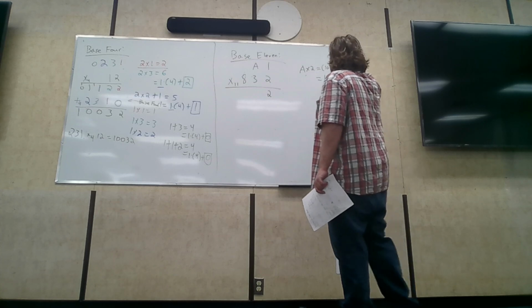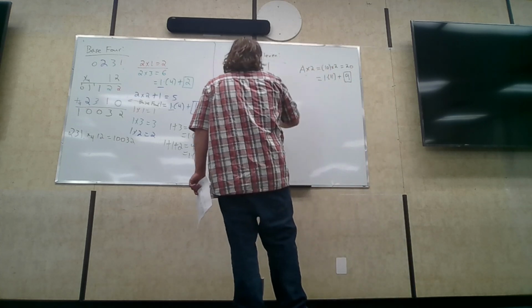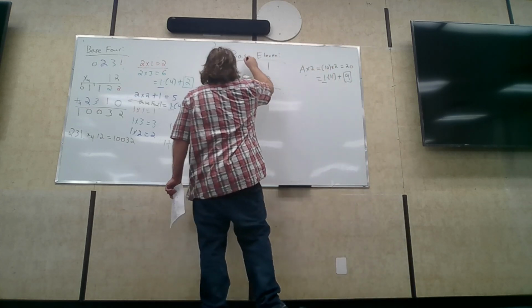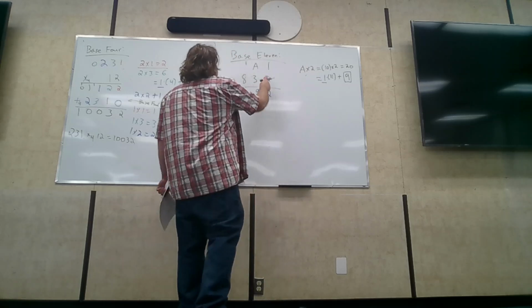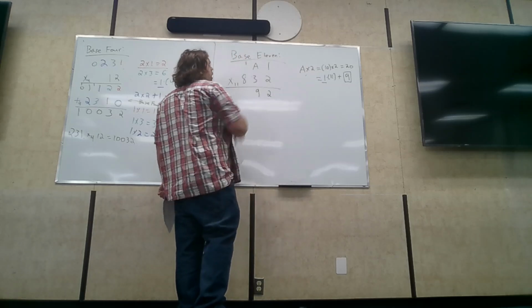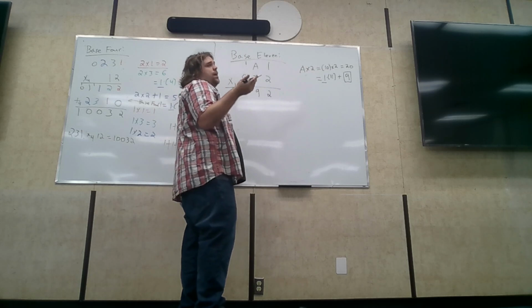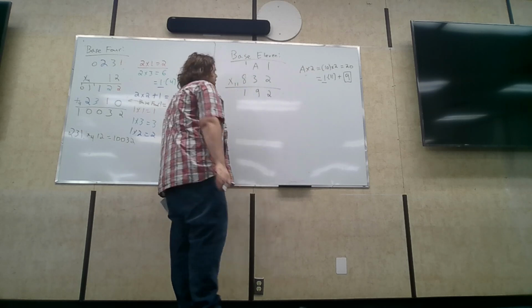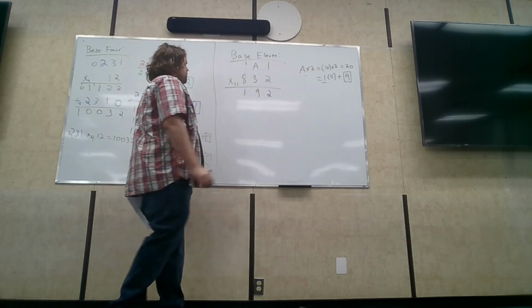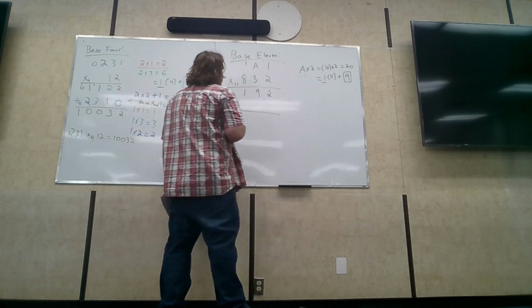So, okay, we write down the 9, carry the 1. 2 times 0 with the 1 is just 1. So this is 192. And now we repeat the algorithm.